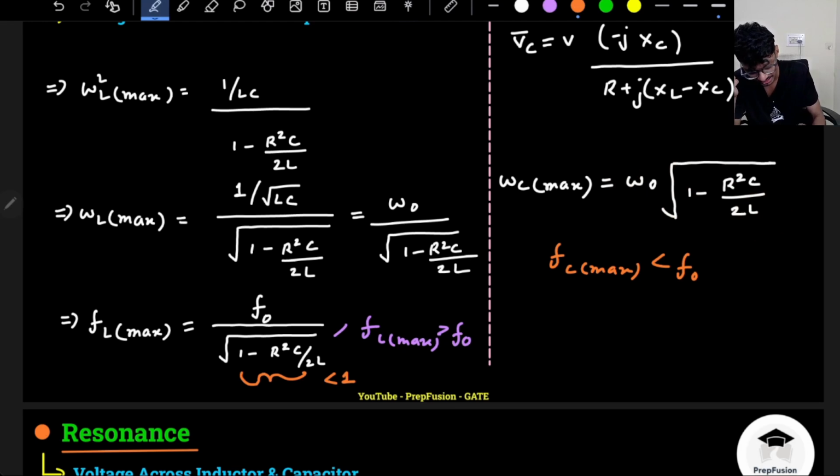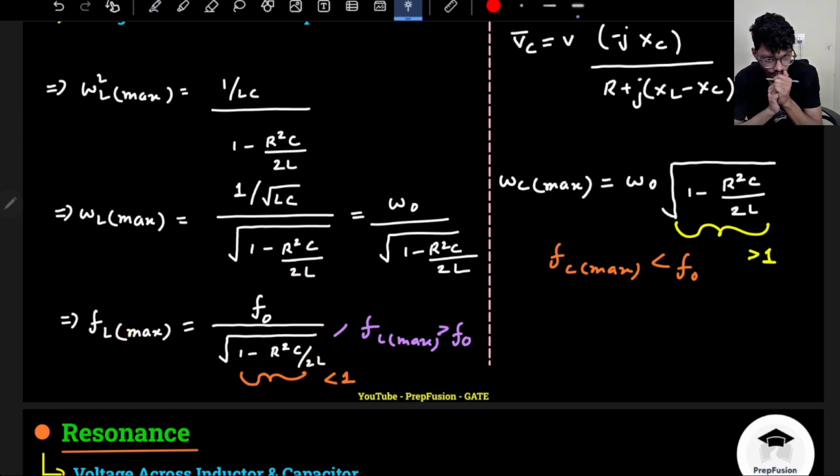So both of these have different conditions, right? In case of capacitor, this has to be greater than 1. In case of inductor, this has to be less than 1. Okay, that you have to keep in mind.